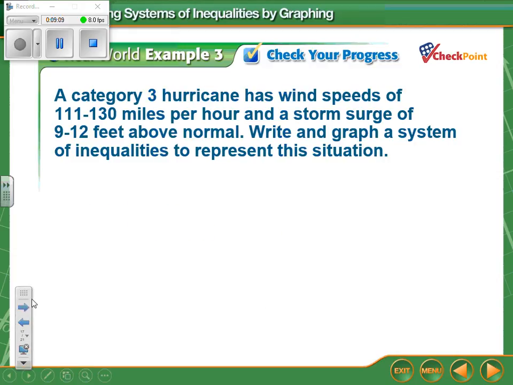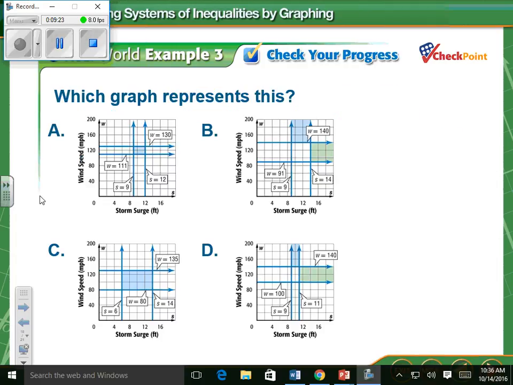Let's try this one. Read the problem, write two inequalities, and graph the system of inequalities that would represent this situation. Here are your choices.